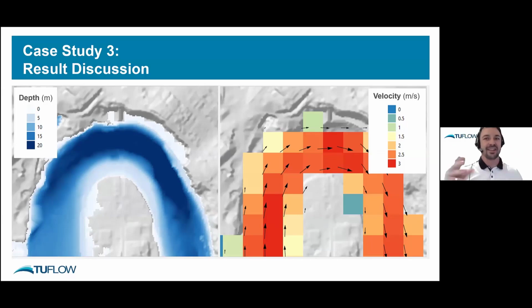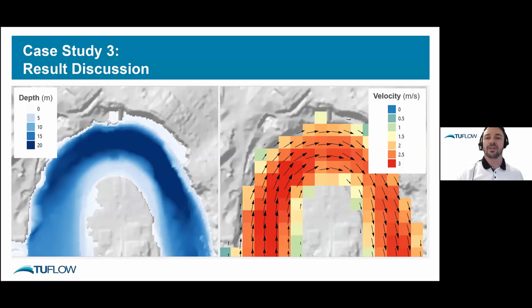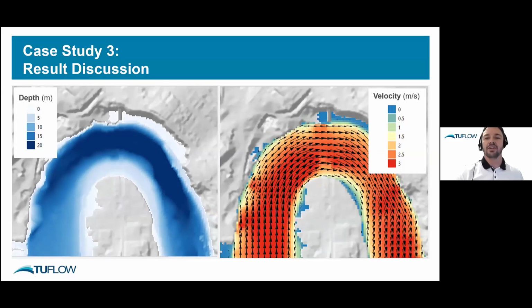You still need to think, okay, are my results accurate? So there you can see velocity results quite coarse. And as you increase your resolution, obviously the distribution of velocity across the channel and around that bend improves in accuracy significantly.